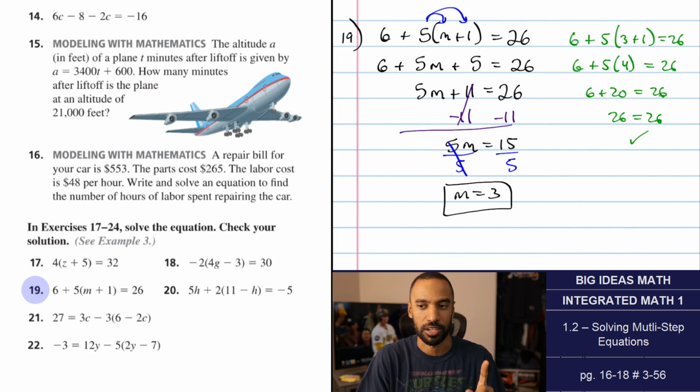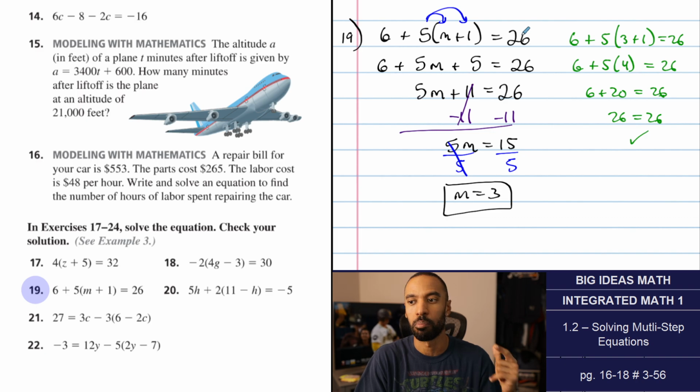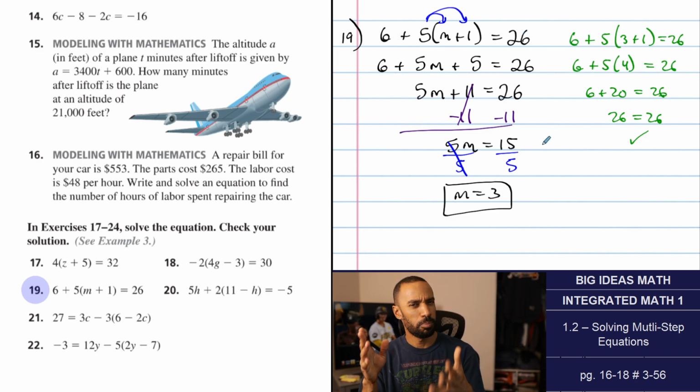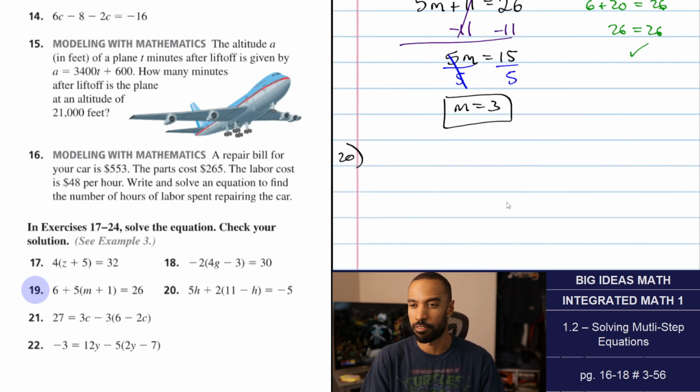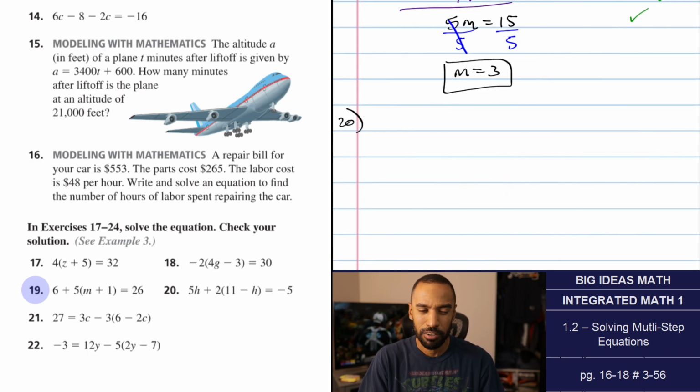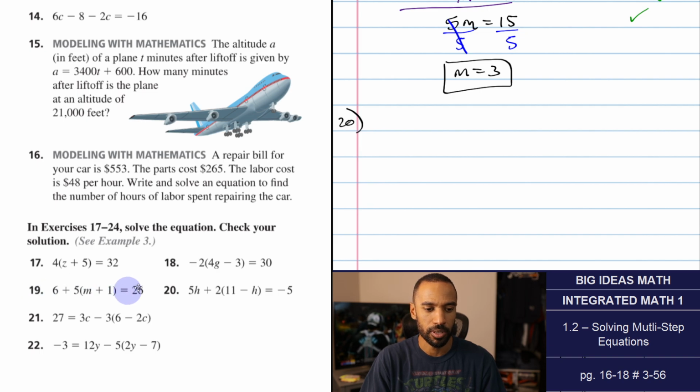What you also could have done was subtract 6 from both sides to begin with. But if that subtraction is too cumbersome, too weird, and you don't know beforehand whether that number can divide by 5 up front, I'd avoid trying it. That might be a little too much for you. Number 20 is a prime example of when I definitely would not be looking to do it here.